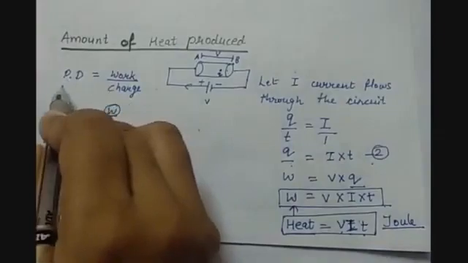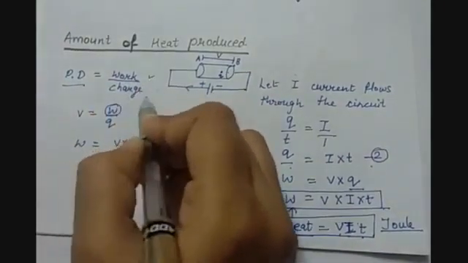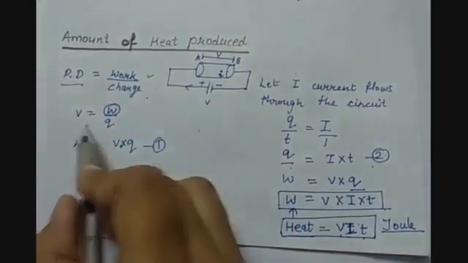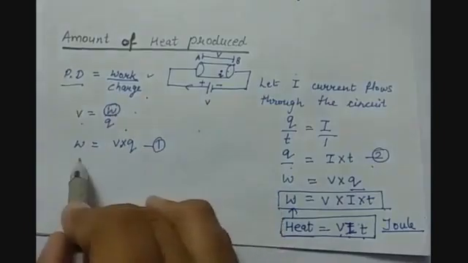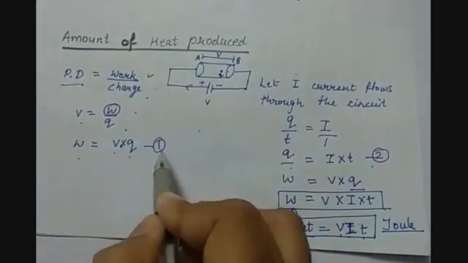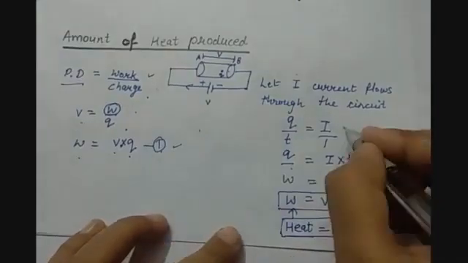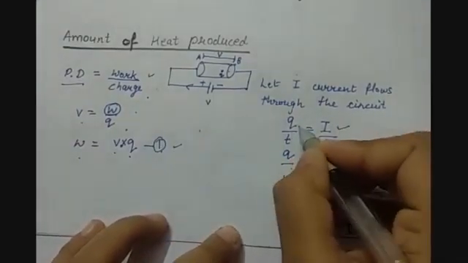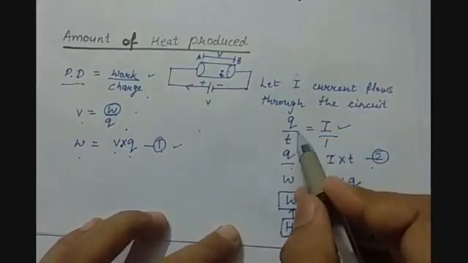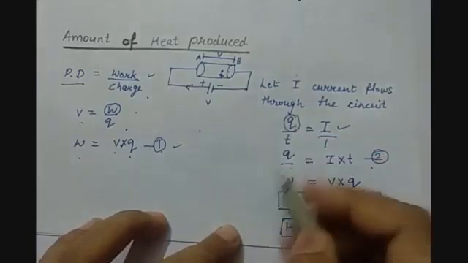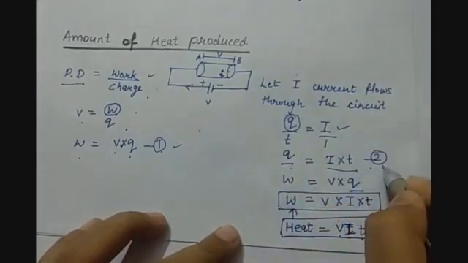We know that potential difference V is equal to the work done per unit charge. So it is given as V = W/Q, so work done is equal to V into Q. This is our equation 1. If current I is flowing in the circuit, then current is given as charge flowing per unit time, so we can calculate the value of Q from here. That will be I into T. This is equation number 2.